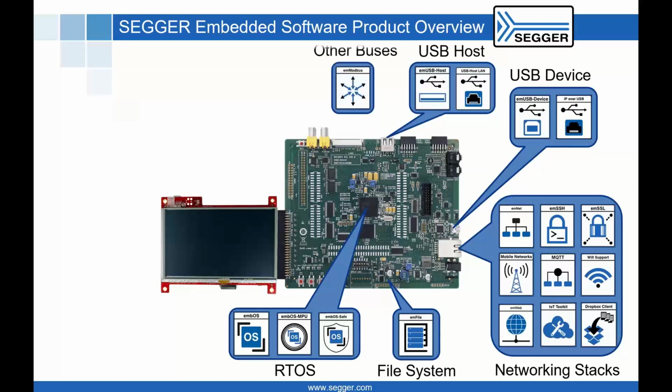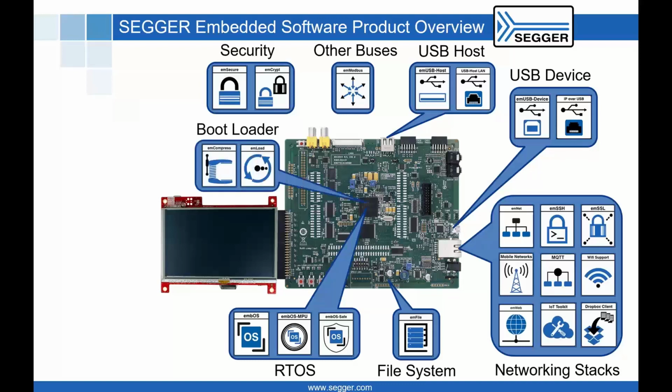We also support other bus systems, for example, Modbus. Security is obviously also a very, very important topic. So we have emSecure, that's our digital signature suite, and emCrypt is our cryptographic library. And then you might also need a bootloader running on your device. So we offer emLoad for that, and we have emCompress, which allows you to compress embedded software.